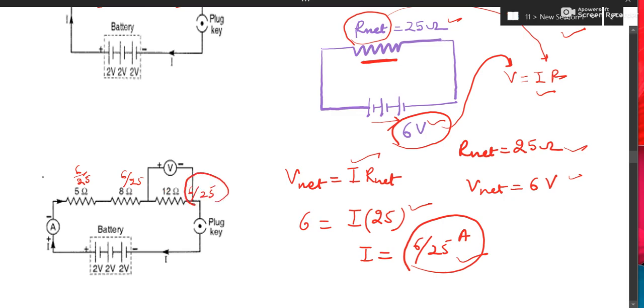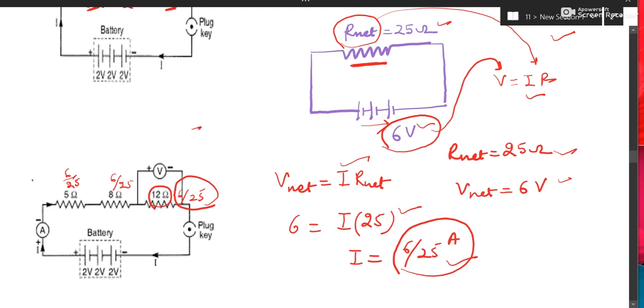So now I is there and resistance is there. You can find out the voltage. I is 6 by 25, R is 12, so V is equal to IR. You do find out the voltage. That will be the reading of the voltmeter, because the voltmeter is only giving the voltage across 12 ohm. The ammeter will give the reading of current which we have found.